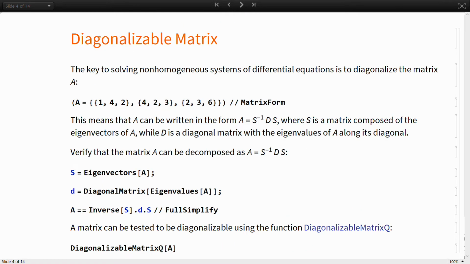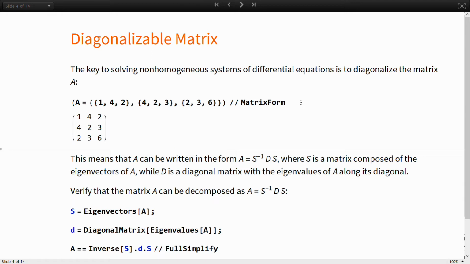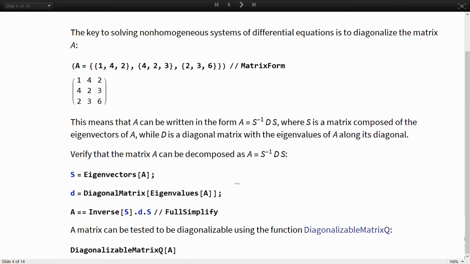The key to solving a non-homogeneous system of differential equations is to diagonalize the matrix A. To understand what is meant by diagonalizing the matrix A, consider the matrix here. To diagonalize A means that we can write it in the form here, where S is a matrix composed of the eigenvectors of A, while D is a diagonal matrix with the eigenvalues of A along the main diagonal. For the matrix A above, let's verify that it can be composed of the S and D matrices in the combination given. First, define the matrix S of eigenvectors.